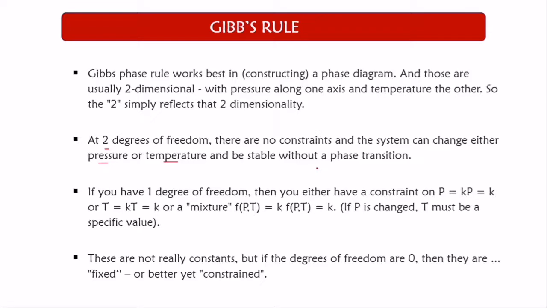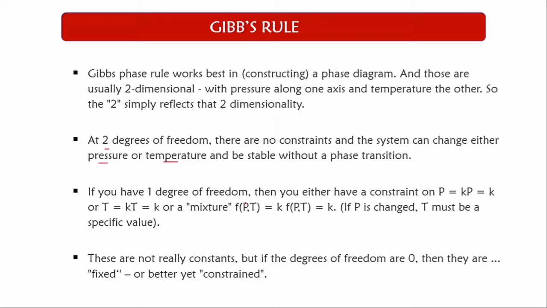If you have 1 degree of freedom, then you have a constraint, meaning that pressure is equal to a constant Kp, or temperature is equal to a constant Kt, or a mixture. So then you have constraints. And if the degree of freedom is 0, then it is fixed, or better yet, fully constrained. So when the degree of freedom is 0, it's at the triple point. Note that. If it's 1, it's on the curve, and if it's 2, it's at a specific phase.